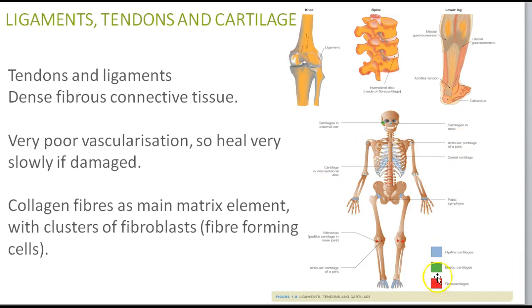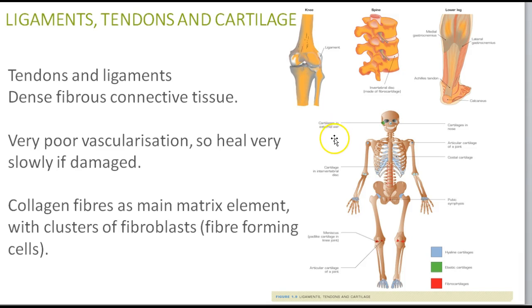We've got a little color coding here. In the blue, we've got our hyaline cartilage. In the green, we've got our elastic cartilage. We can see here the cartilages of the external ear and the cartilage of our nose. And the red cartilage here is the fibrocartilage around our knee.